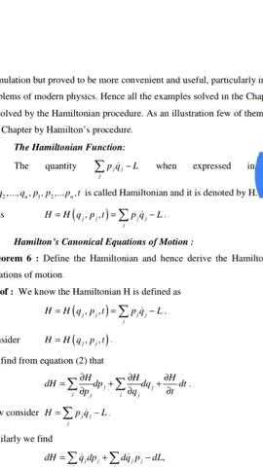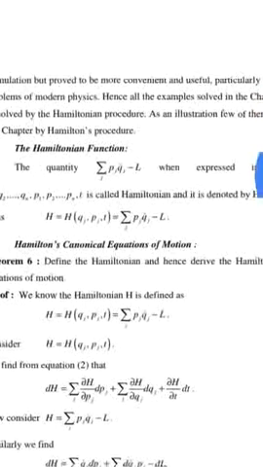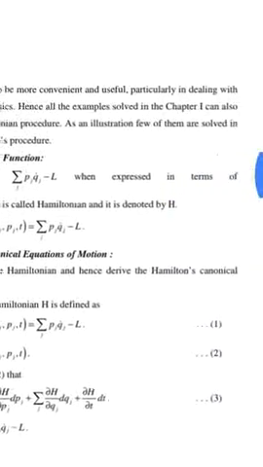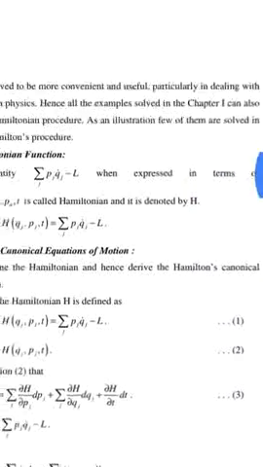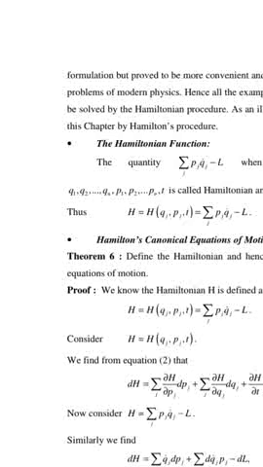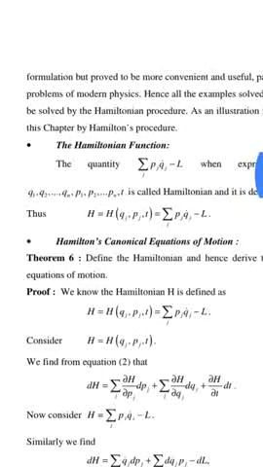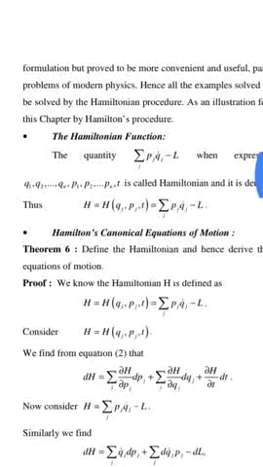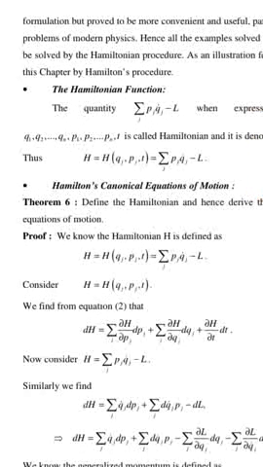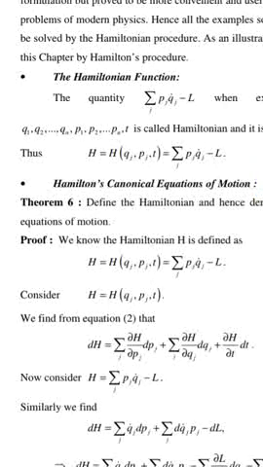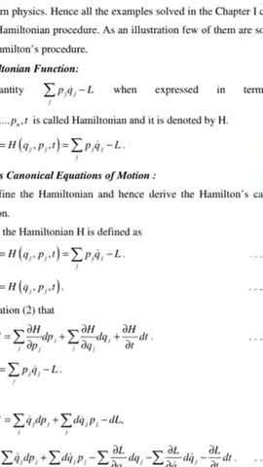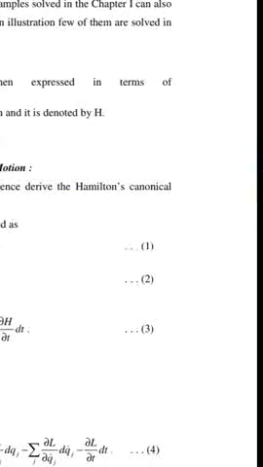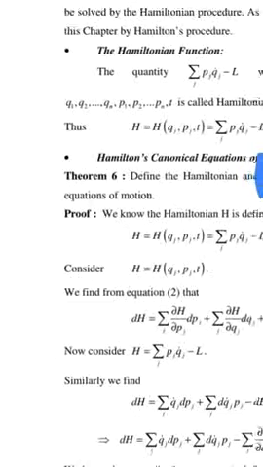The Hamilton function, the quantity summation of pj qj dot minus L, when expressed in terms of q1, q2, ... p1, p2, ... t, is called the Hamiltonian and is denoted by H. Thus, H is equal to H of qj, pj, t, is equal to summation of pj qj dot minus L.